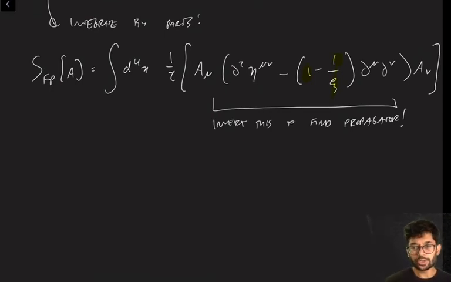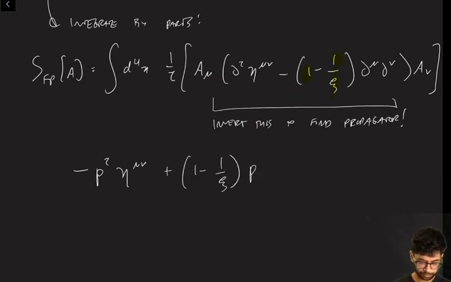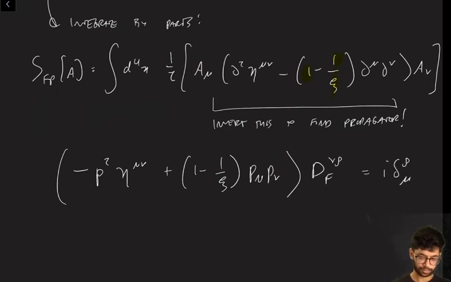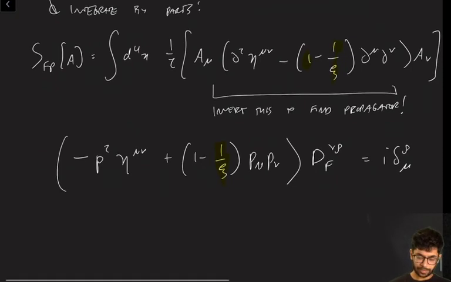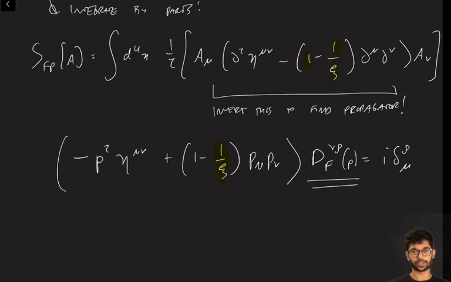So the way to do this is to first go to Fourier space. In Fourier space, the equation we want to solve takes the following form. It's [minus p² η_μν plus (1 minus 1/ζ) p_μ p_ν] times D_F^νρ equals i δ_μ^ρ. This is again the same equation that we saw before, except with the crucial new addition of this 1 over ζ term. Now, I want to solve this equation for D_F, which is a 2-index object.